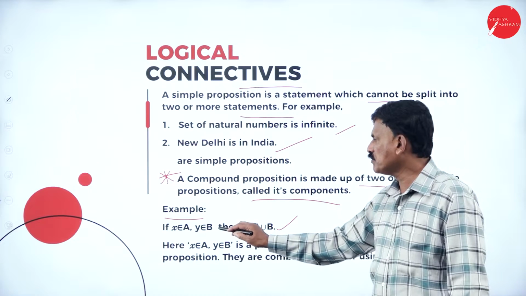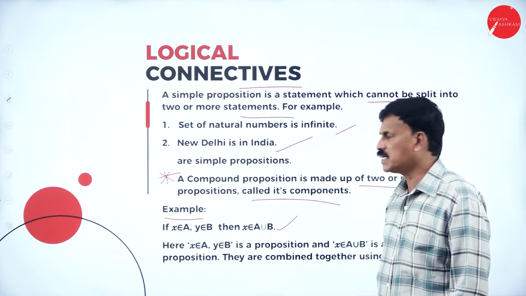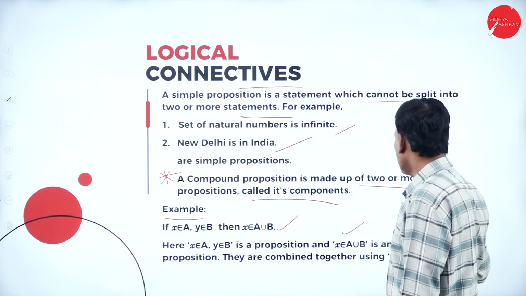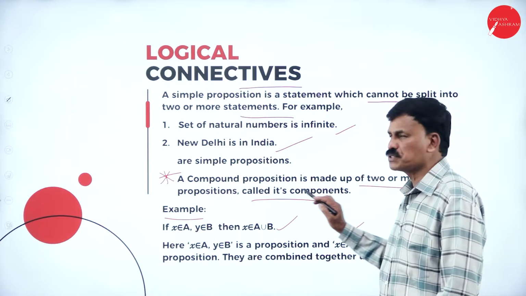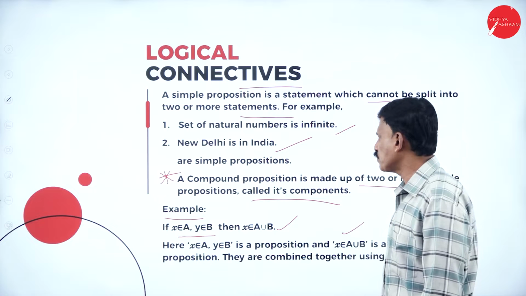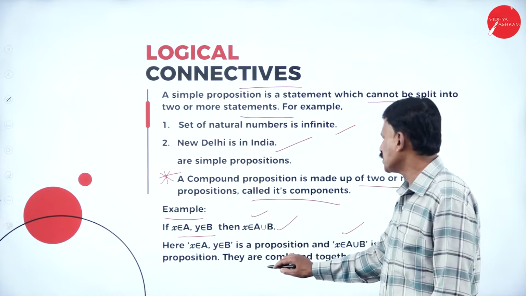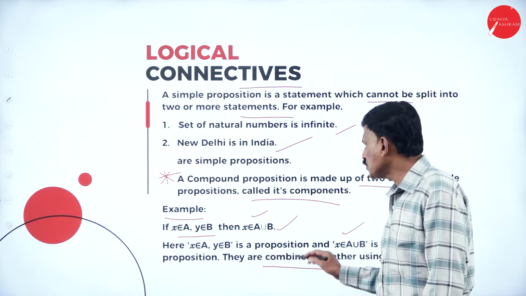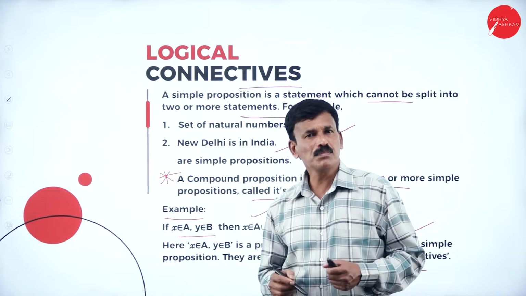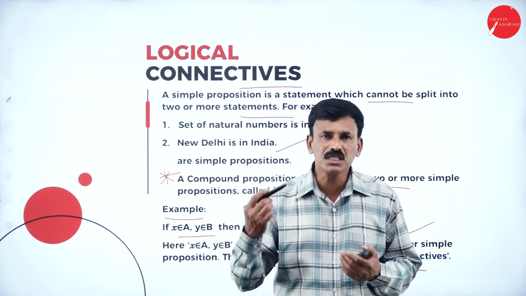If x belongs to A (one statement) and y belongs to B (another statement), then x belongs to A union B. Here, x belongs to A and y belongs to B is a proposition, and x belongs to A union B is another simple proposition. They are combined using the connectives. So, two or more simple propositions are connected to get a compound proposition using the connectives.